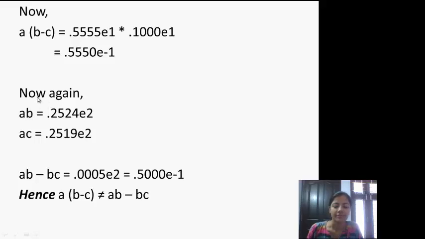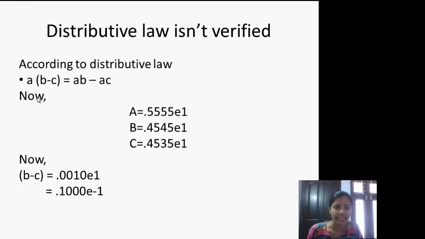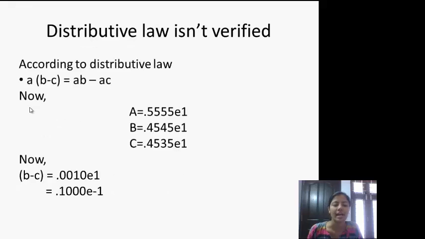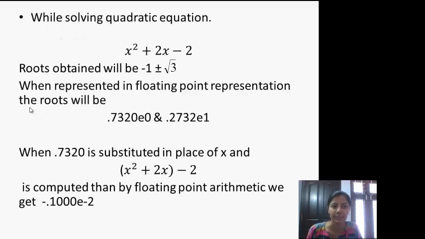Now if I solve the RHS, a into b I get 0.2524 E2, and a into c I get 0.2519 E2. When I compute ab minus ac, I get 0.500 E1. From this I find that the distributive law has also not been verified, that is, a into b minus c doesn't equal ab minus ac.